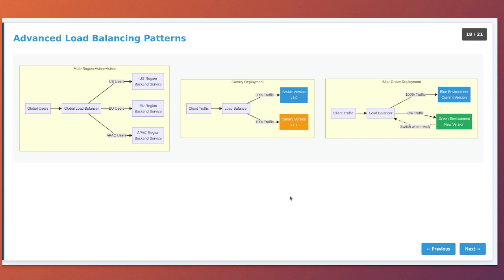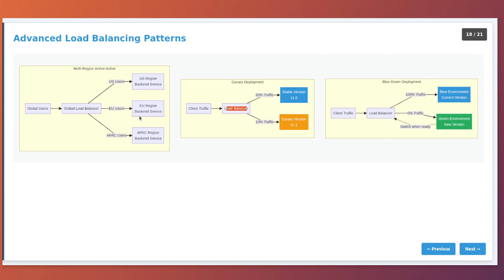Advanced load balancing patterns. Let me show you some advanced patterns that solve real-world problems. These techniques can transform how you architect your applications on GCP. Blue-green deployments use multiple backend services with traffic splitting. You deploy your new version to a separate set of instances, test it thoroughly, then switch traffic over instantly. If something goes wrong, you can switch back just as quickly. Canary deployments gradually shift traffic to new versions. Start with 5% of traffic to your new version, monitor for issues, then gradually increase to 10%, 25%, 50%, and finally 100%.